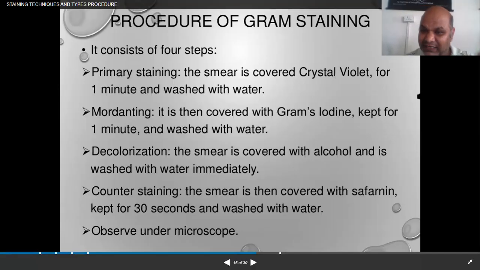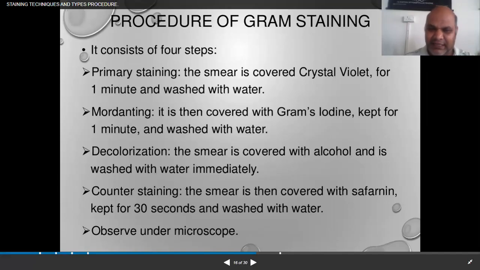So mordanting is very important, and here the Gram iodine solution acts as a mordant. We apply the Gram iodine to the specific organism, keep it for 1 minute, and then it is washed with water.